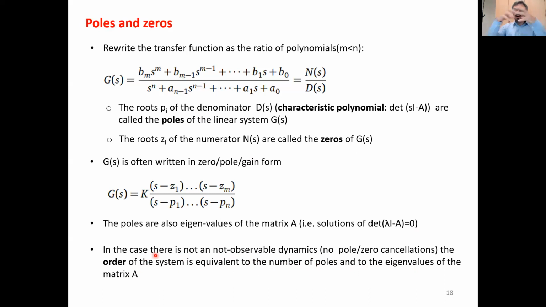While if you have a non-observable dynamic, so something that you cannot see from outside, then there is some zero-pole cancellation, and the number of the poles is smaller than the number of eigenvalues of the system matrix. Because the state space equation also describes the non-observable dynamics, while the transfer function doesn't. So the number of poles of the transfer function is smaller than or equal to the number of eigenvalues of the matrix A that describes all the dynamics.